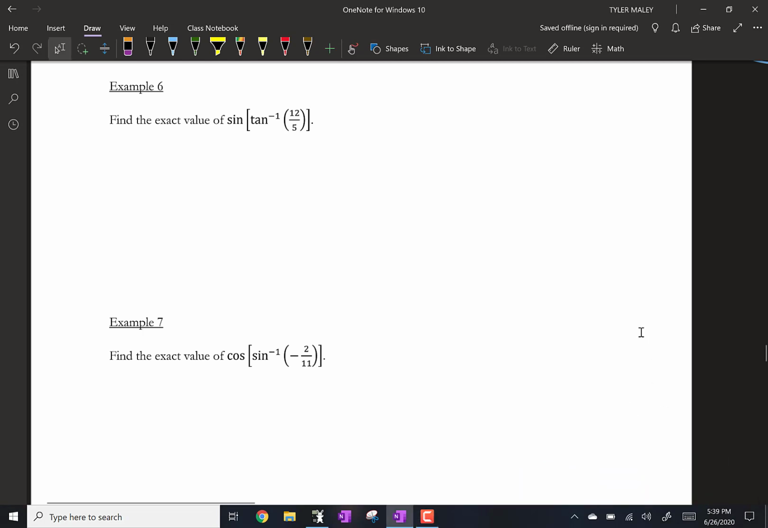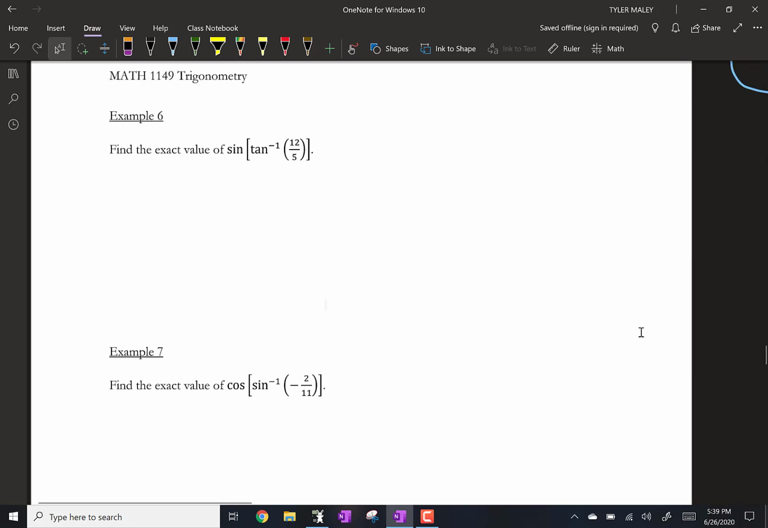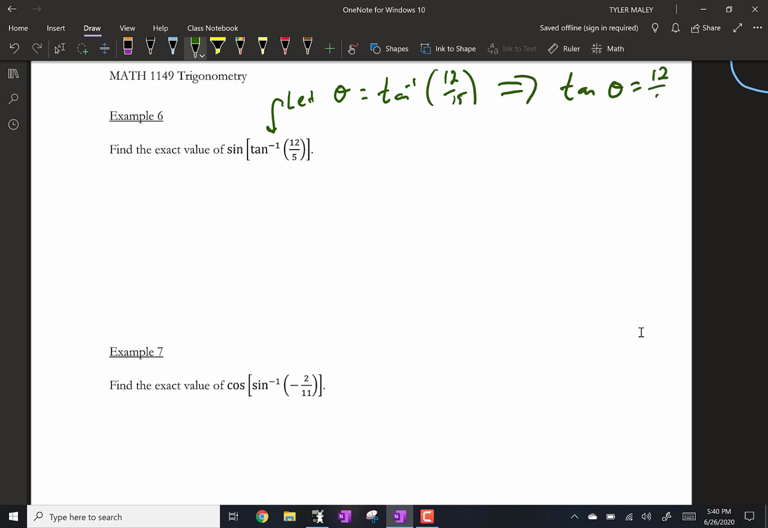All right, so example 6, we're trying to find the exact value of sine of inverse tangent of 12/5. If we think about this a little bit, let theta equal inverse tan of 12/5. So this implies that tangent of theta equals 12/5. We're trying to find sine of theta, essentially.